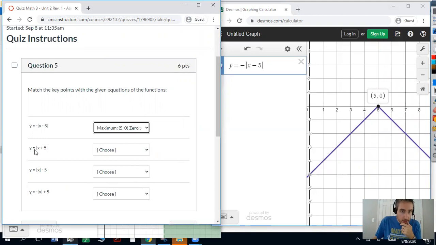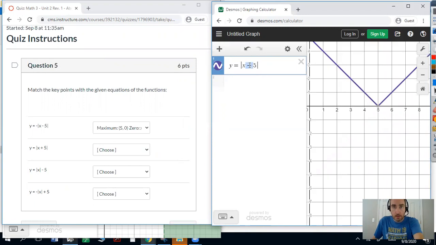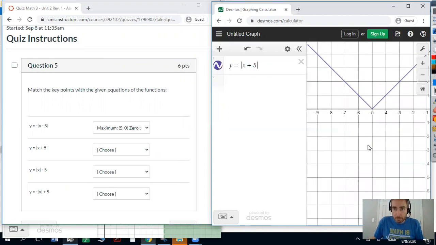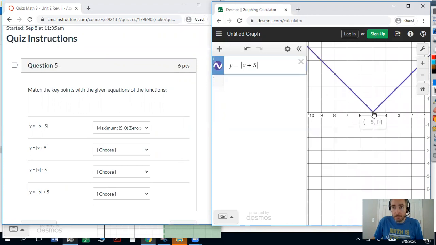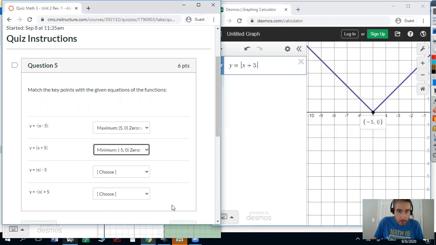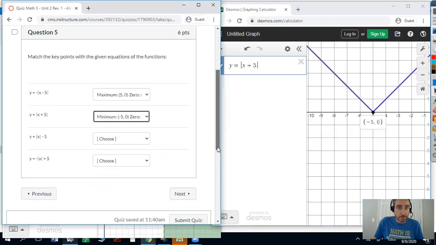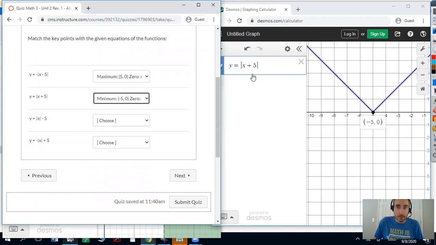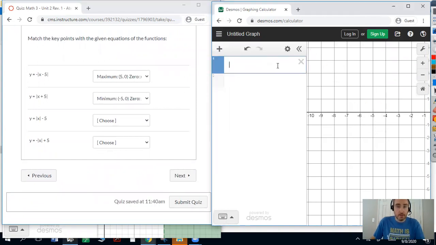Let's look at the absolute value of x plus 5. All right, this has a minimum at negative 5, 0. Also has a 0 at negative 5. So it's going to be that. All right, y equals absolute value of x, close absolute value, minus 5.